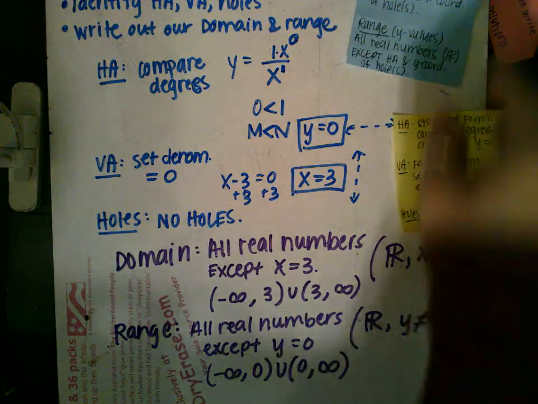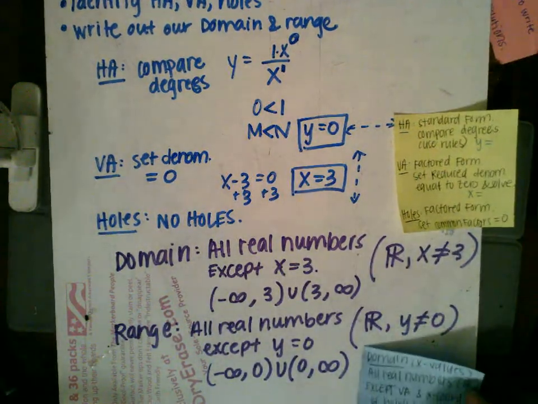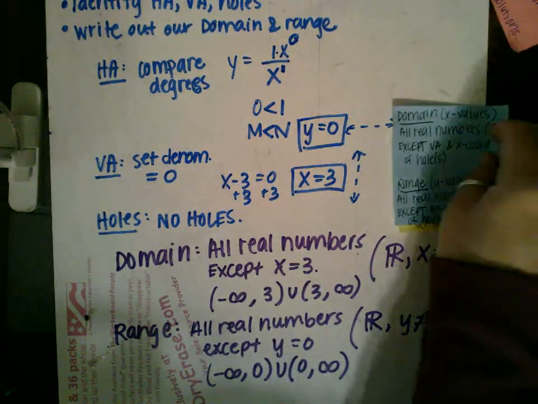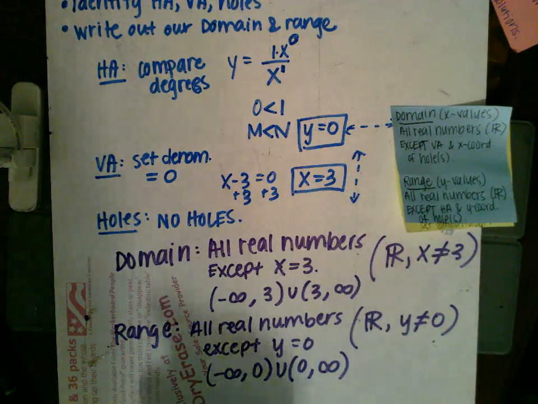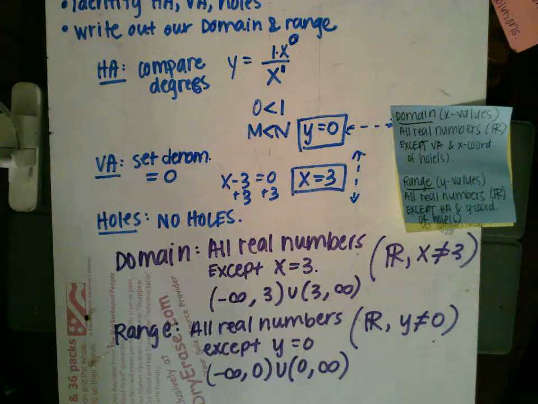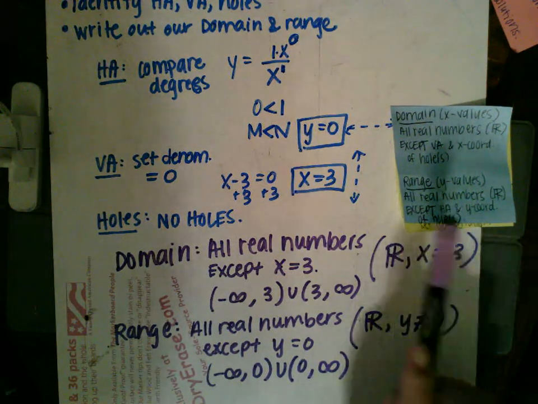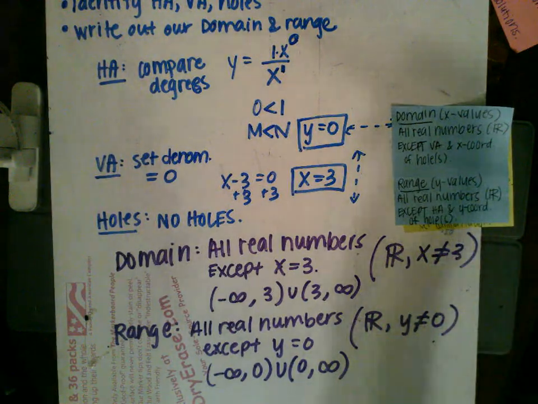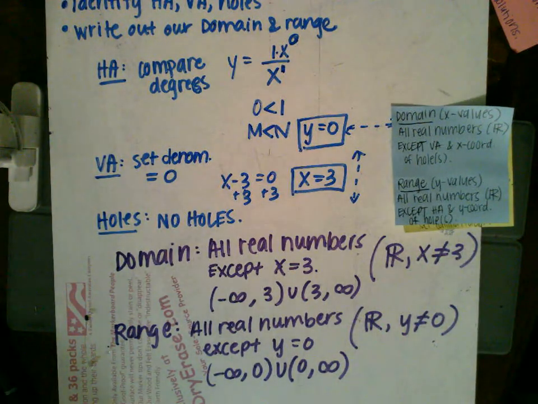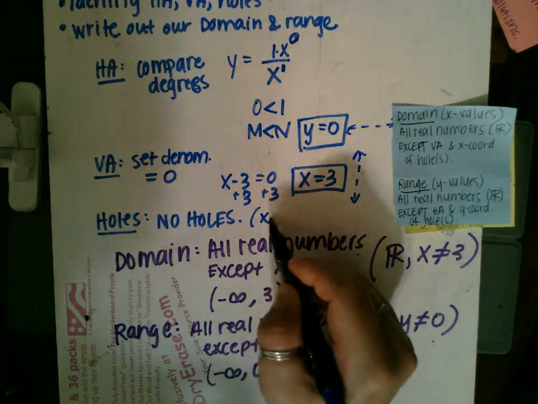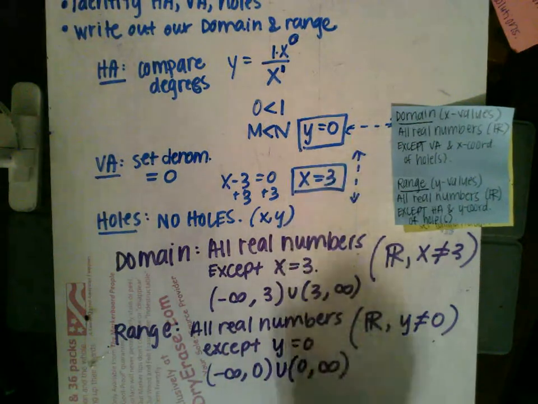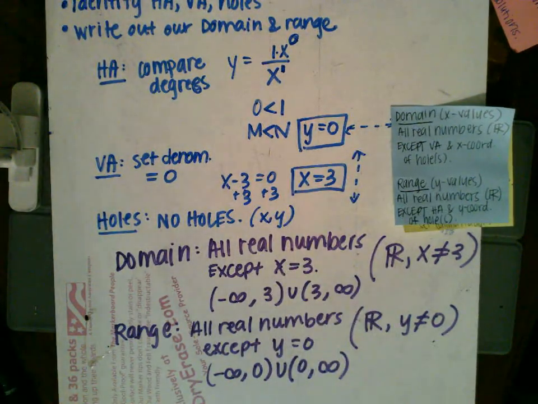And remember, normally our domain is everything except vertical asymptotes and x-coordinates of our holes. Here we don't have any holes, so there's nothing to exclude. The range normally is all y values except the horizontal asymptote and the y-coordinate of the holes. Since we have no holes, as a point x comma y, there's nothing else to exclude from our domain and our range.